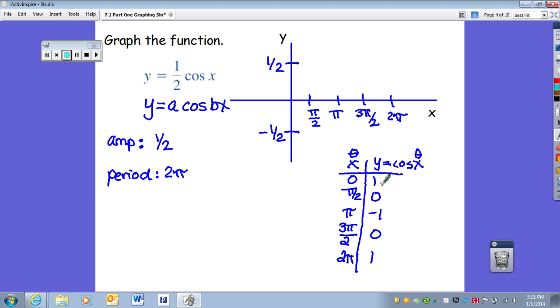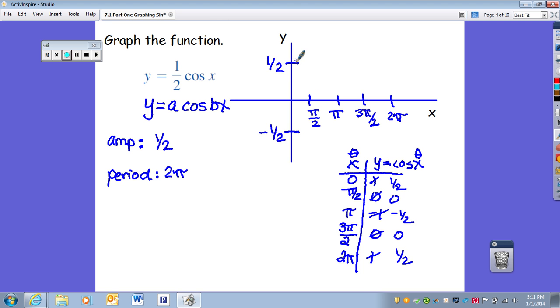So all we need to do is simply multiply all of our y values by 1/2 to find our new values. So this is going to be 1/2, 0, negative 1/2, 0, and positive 1/2. And that, to me, is the easiest way for us to find our new function. So now all we have to do is graph our points.